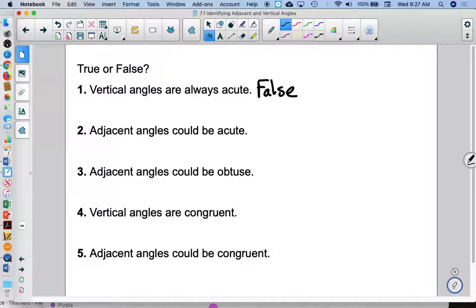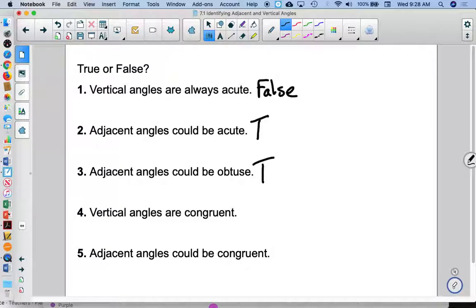Everybody's got to vote. Don't be looking at other people. Vote for yourself. True. Adjacent angles could be obtuse. True or false? Could adjacent angles be obtuse? I got some that aren't voting. Are you not voting because you don't know, or because you just don't want to vote?